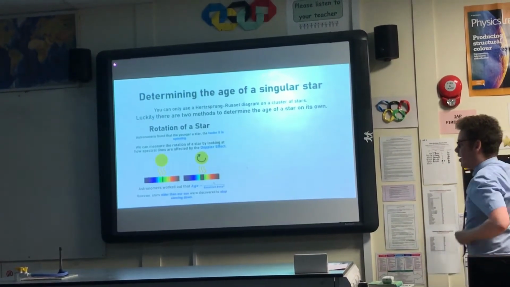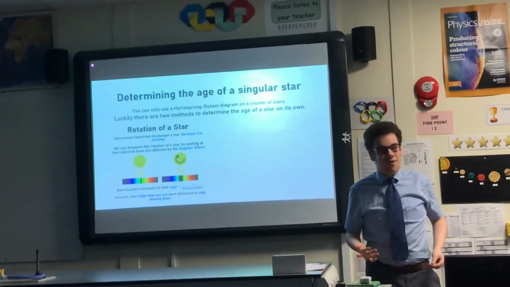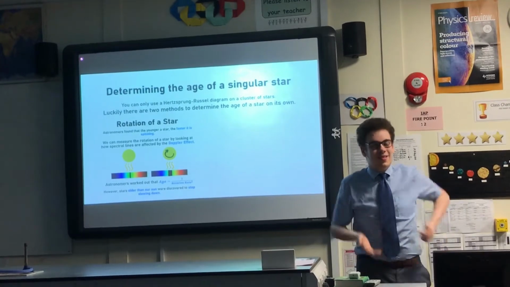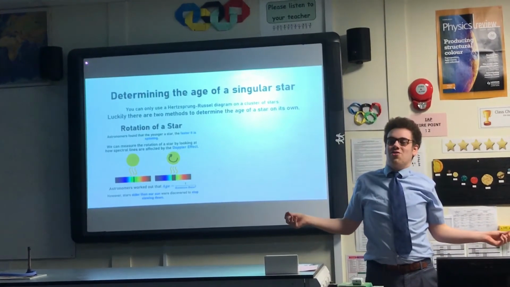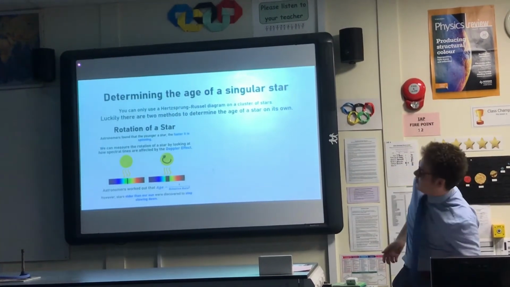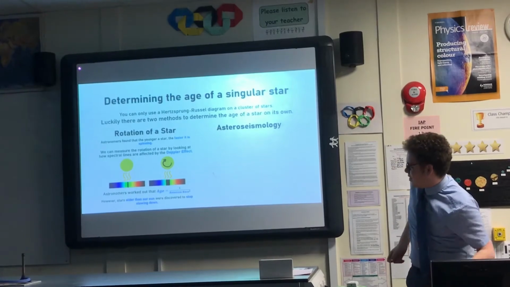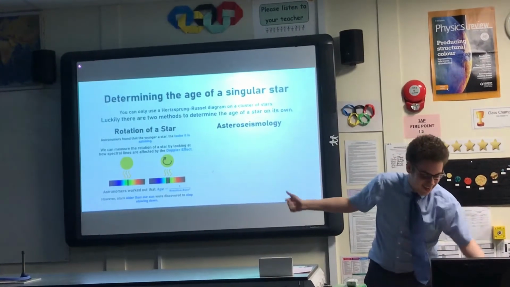However, stars older than our sun have been discovered to stop slowing down. So unfortunately, this method becomes a bit unreliable if we measure stars older than our sun. And that comes on to our second method, called astroseismology. Now, what on earth is that?